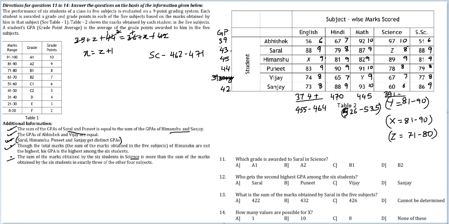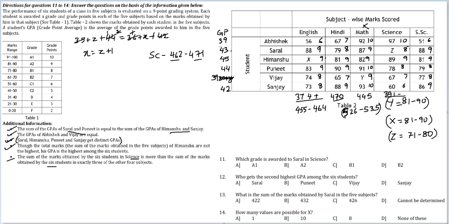Okay. Let's work for social science. And in fact, I don't even care about social science now, because the total in science has to necessarily be more than the sum of marks obtained by the 6 students in exactly 3 of the 4 subjects. Science is more than 3 subjects. It is not more than maths. It has to be more than English, Hindi, and social science.